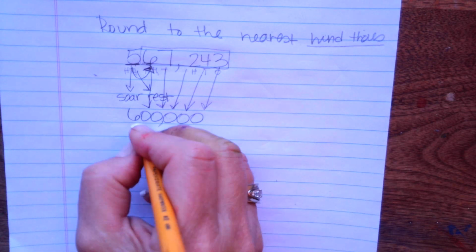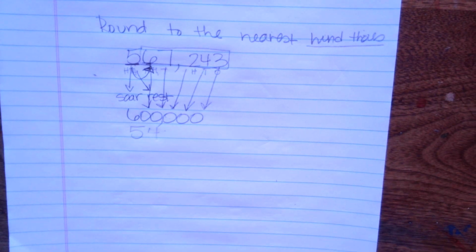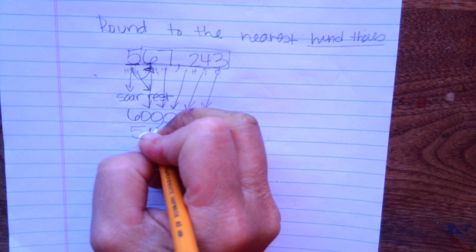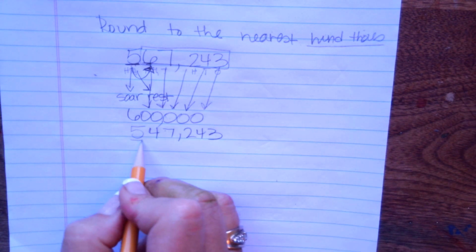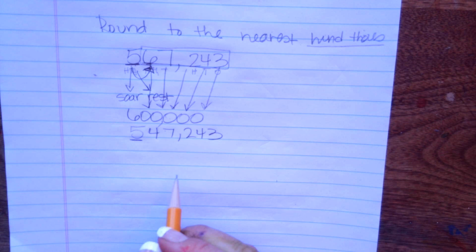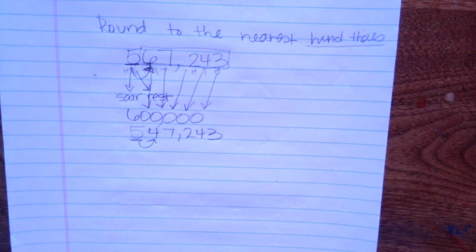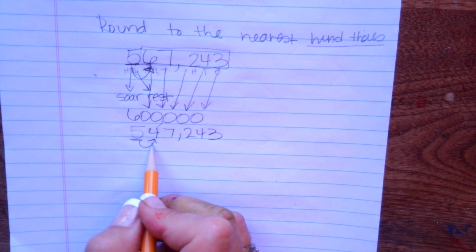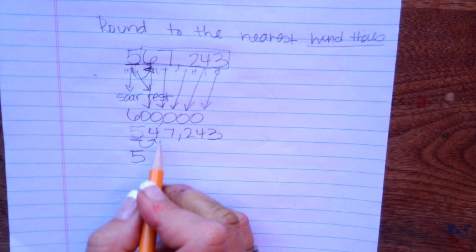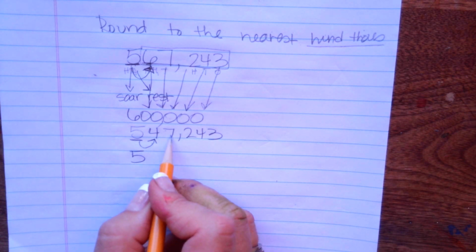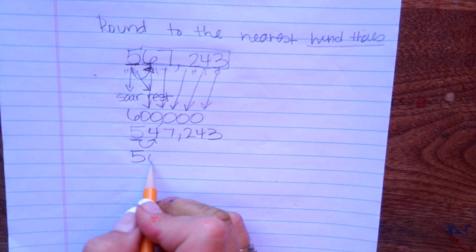If the number was something like this, I would still do my first step, underline the digit. Then I go here and I say 4 or less, let it rest, 5 or more, let it soar. Since this is a 4 or less, this number rests at a 5, and then we fill in 1, 2, 3, 4, 5 zeros.